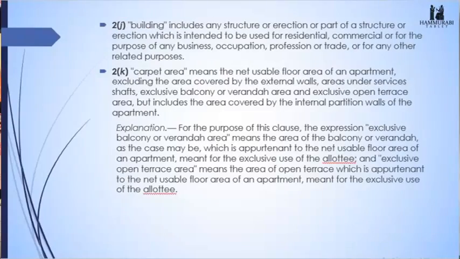Then 2J is building. What is building? It has been defined. Section 2K, carpet area, defines what is the net usable floor area of an apartment. It also covers internal partition walls of an apartment. Now this is something we really need to understand properly.